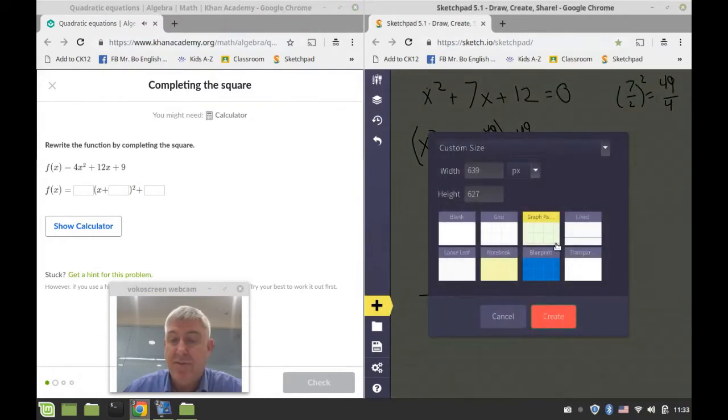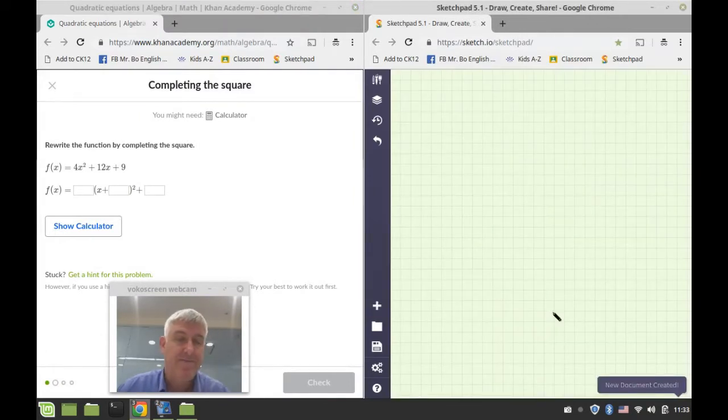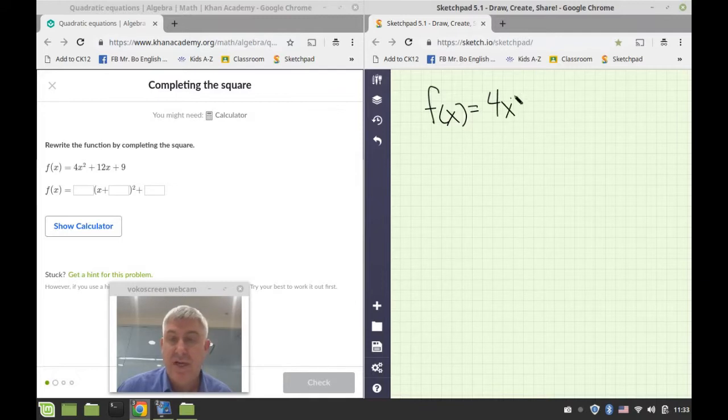All right, let's look at problem number 2. Again, rewrite the function by completing the square. So our function, f of x, is equal to 4x squared plus 12x plus 9.